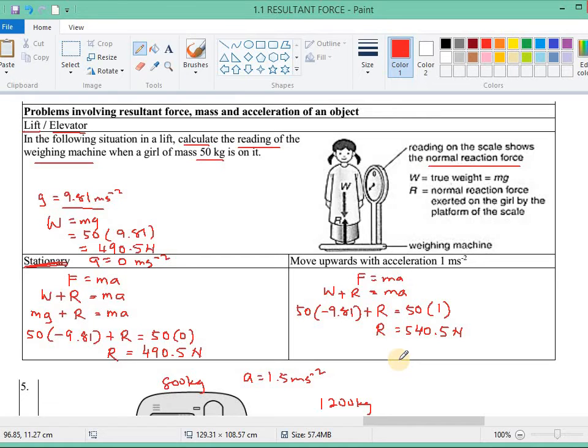Even if you don't have a weighing machine, I'm sure you have felt this before. When you take the lift and it moves upward, you feel like your body becomes heavier. This shows that the floor pushes upwards with a force that is greater than your weight. That's why you feel your body is heavier.